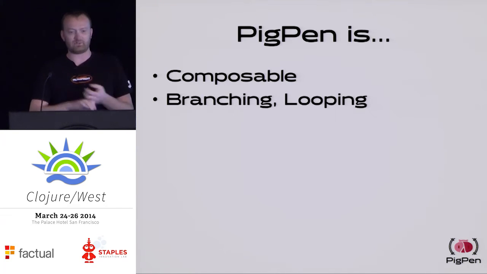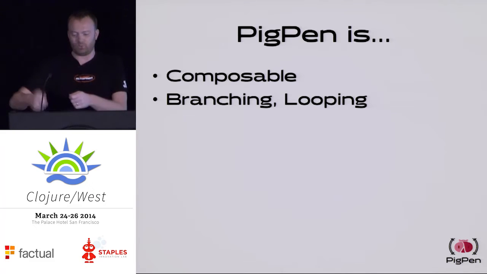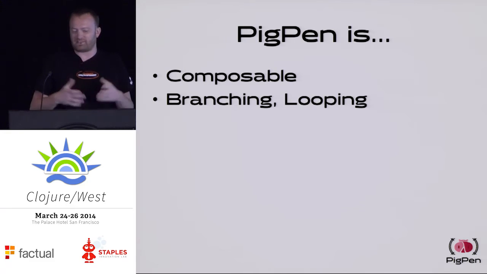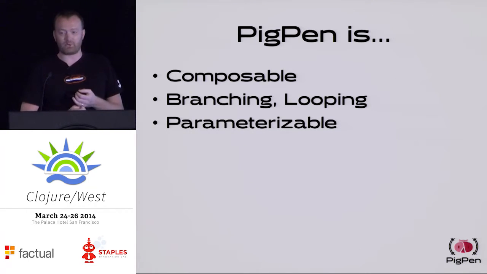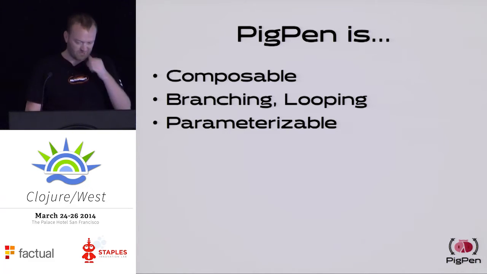I want branching, I want looping. So I want to be able to conditionally run something in a script. I want to loop over things with different parameter values and parameterize my script. These things sound very simple, but in a lot of other MapReduce languages out there, you don't really have these constructs. I want it to be parameterizable, and I don't mean string substitution. A lot of scripting languages call that parameterizing, and it doesn't really count. I want to actually pass in a chunk of data and work with that chunk of data.